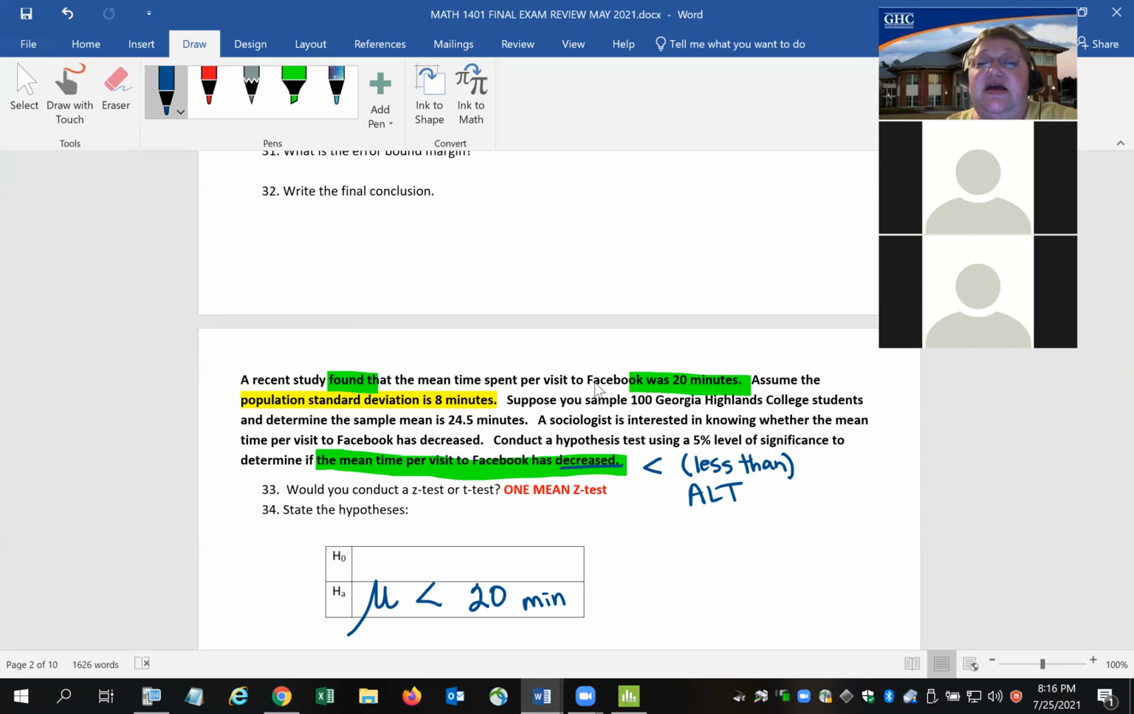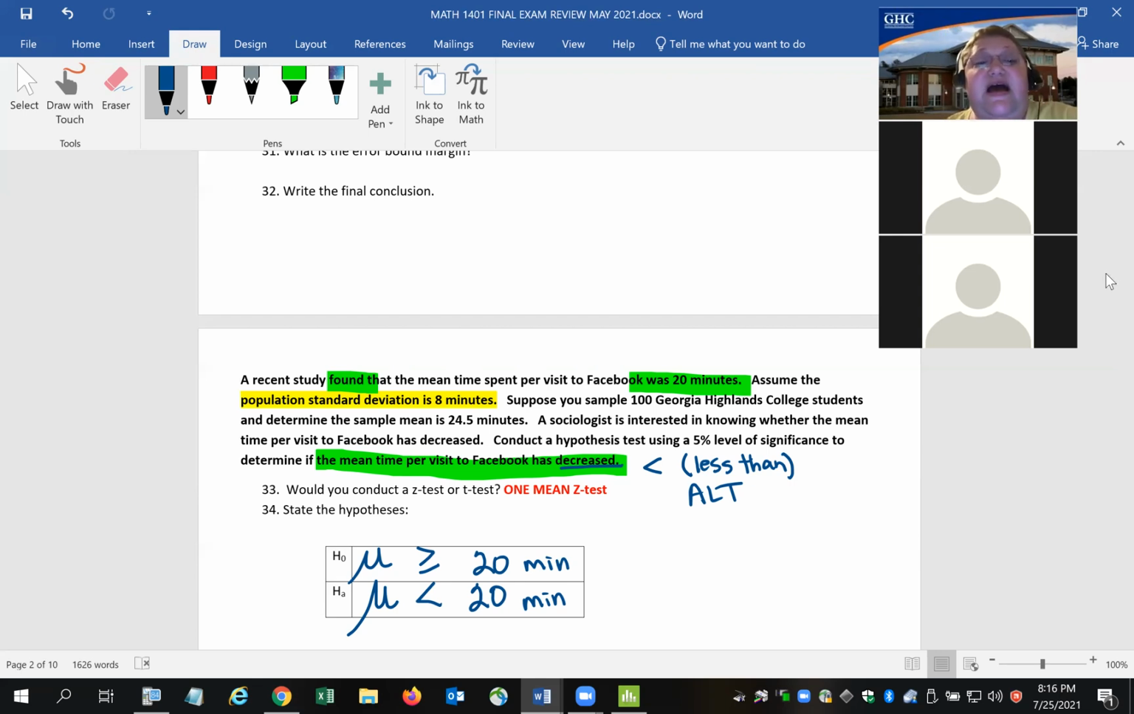Since my alternative is less than, the null would be that the mean is greater than or equal to 20 minutes. Couple of things to remember. The null hypothesis must always contain equal in some format. Guys, it's multiple choice on the final. If nothing else, you should get the null hypothesis right. It's got to have the equal in it. Okay, so there's our hypothesis.